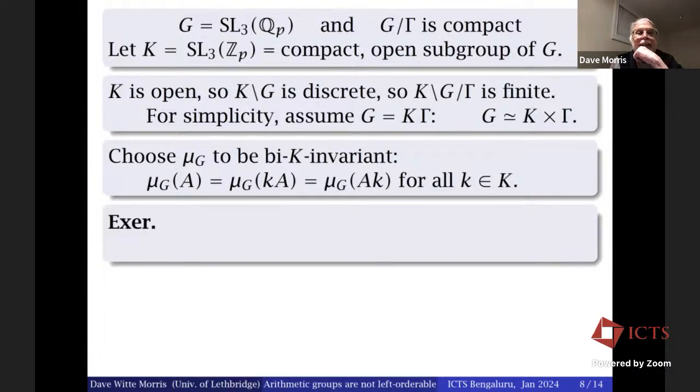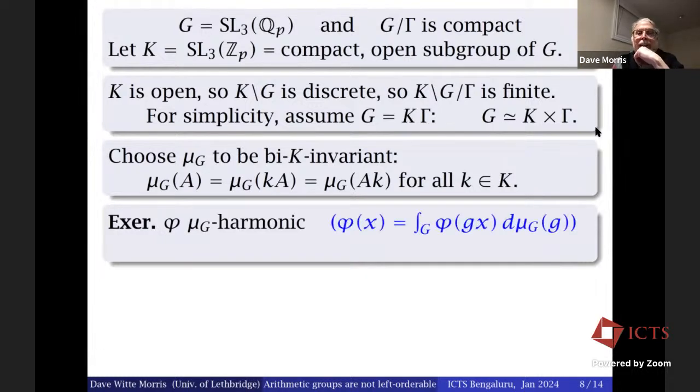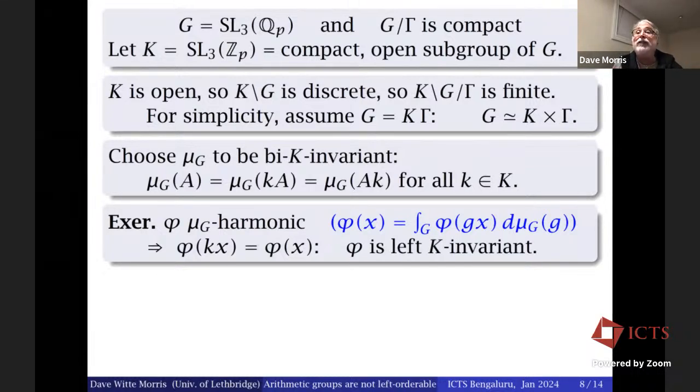Now here's the thing though, the key thing to notice is that if phi is harmonic for this bi-K invariant measure, and remember, here's what that means: phi is equal to the averages. Well, just look at phi of K times X. So that means I should put a K right here, but our measure is invariant under translation by K. So I can just do a change of variables, replace G times K by G. It turns out that will not change the value of this integral, so it doesn't change the value of the function. In other words, if you have a harmonic function, it's got to be invariant under translation on the left. It's K invariant on the left.